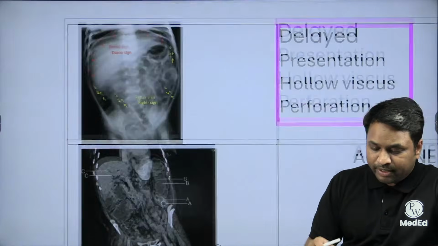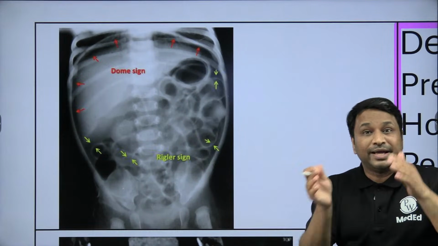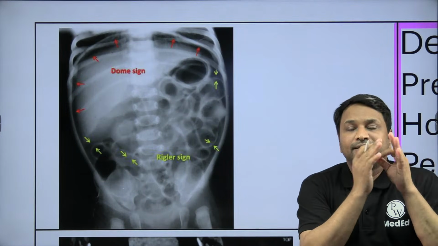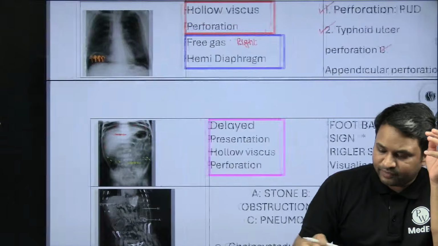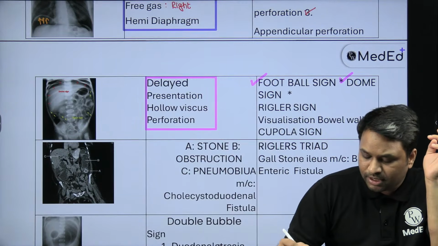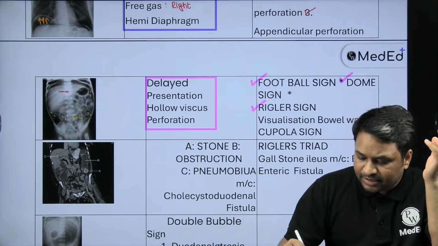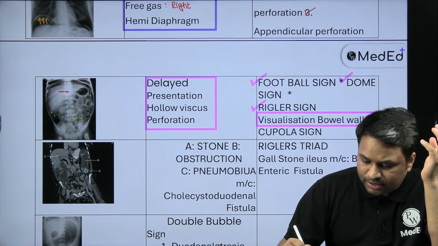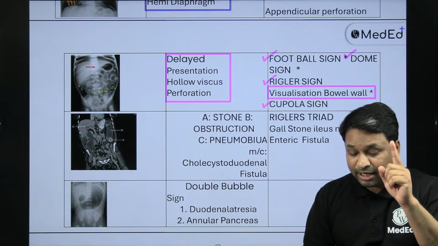Now, because the whole abdomen is going to be filled up with air, it appears like a football, and you can see the bowel wall starts to get visualized. Why? There is air inside the bowel and air outside the bowel, so the bowel wall gets delineated, and that delineation of the bowel wall is what we call the Rigler sign positive, right? So what are the signs that you have? You have the football sign, the dome sign, also called the distension sign, and this is your Rigler sign. Rigler sign is nothing but visualization of the bowel wall. Another one that you see is the cupola sign, right? These are the signs that you will see in a hollow viscus perforation with delayed presentation.